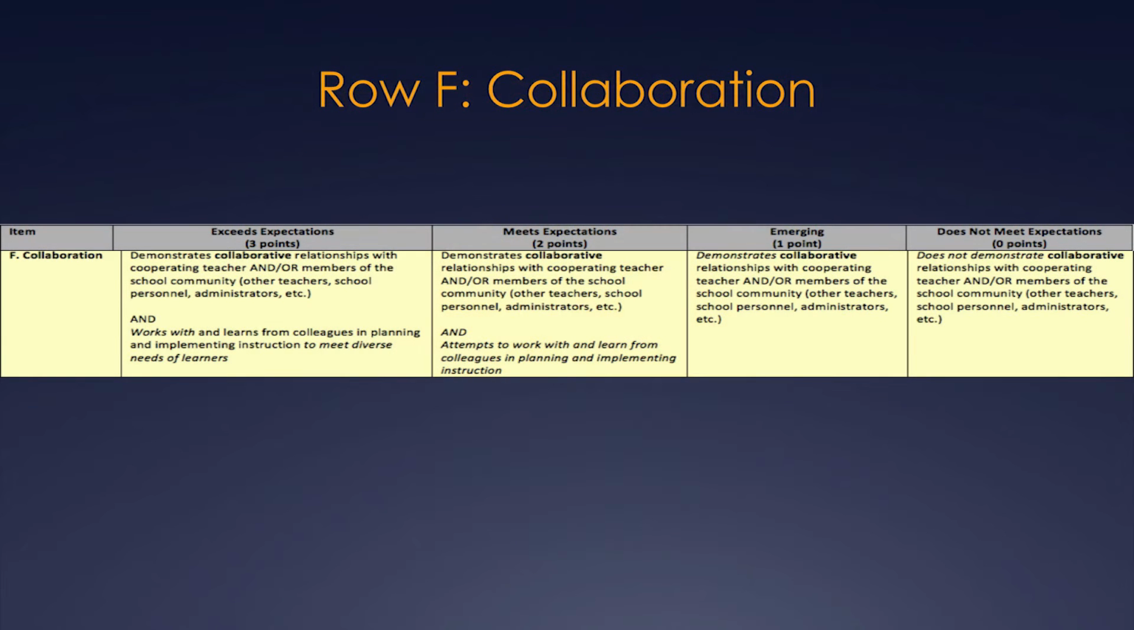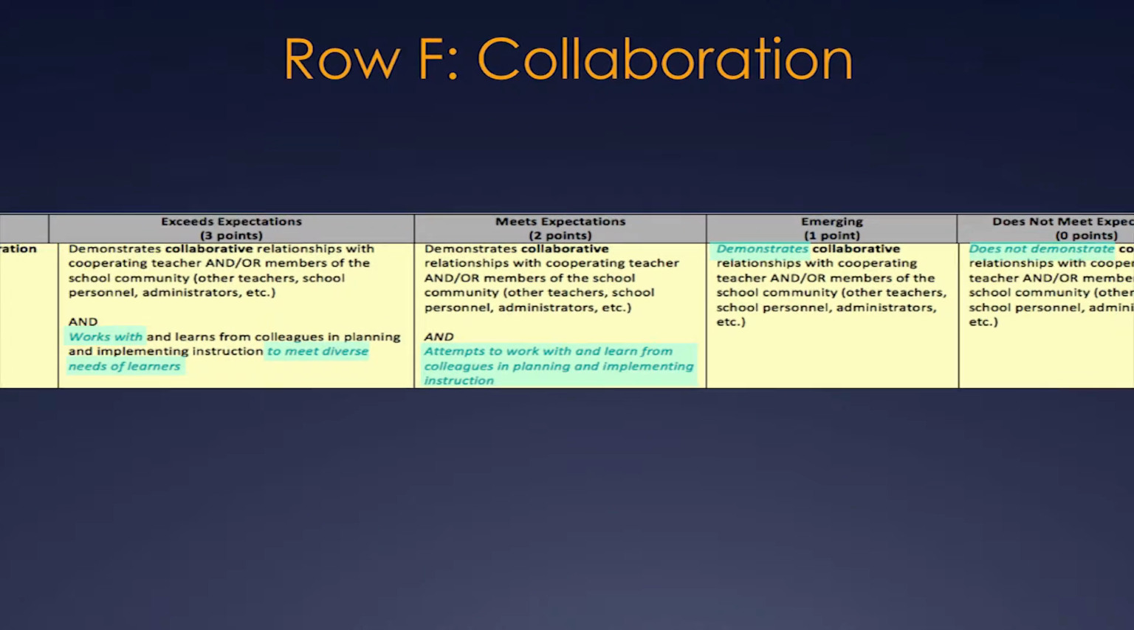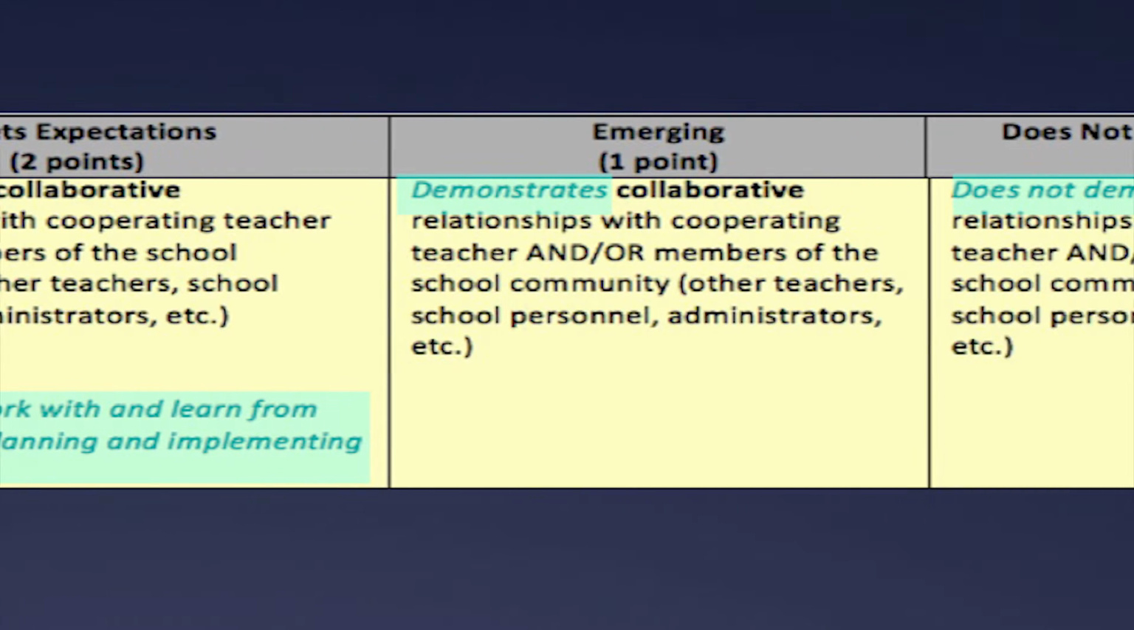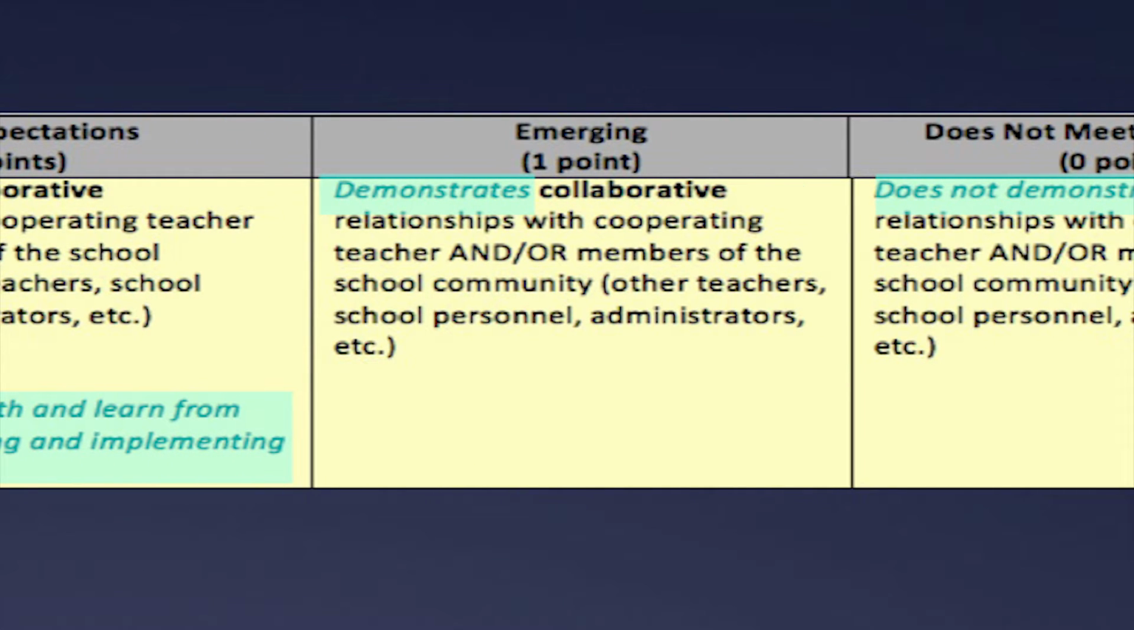Let's now take a moment to highlight the collaboration role in the professional relationships component of the form. Remember, the italicized words are to draw your attention to the difference between each level of performance. For example, the difference between a meets expectation and an emerging score would be the attempts to consult portion.